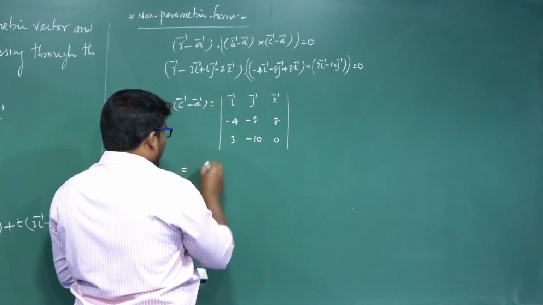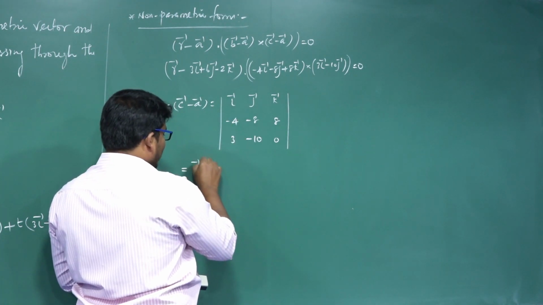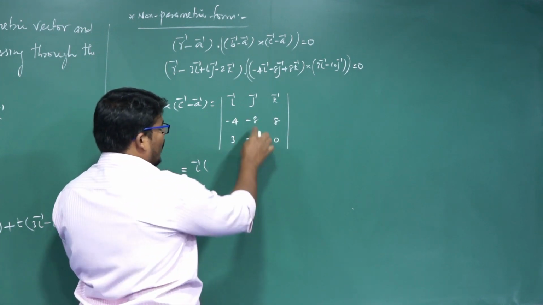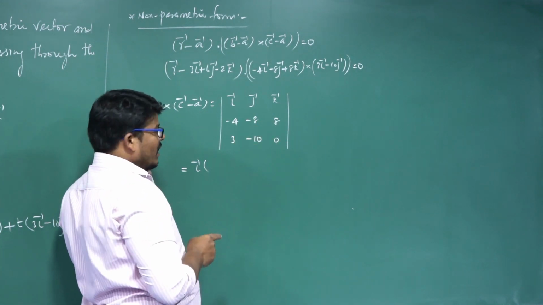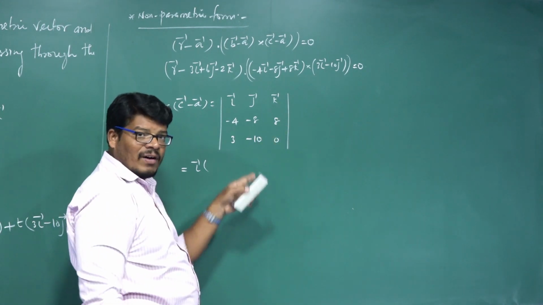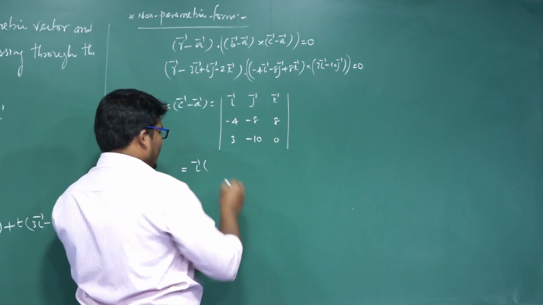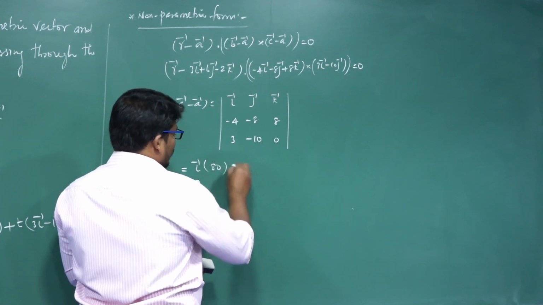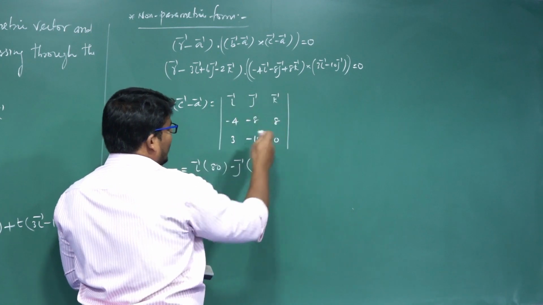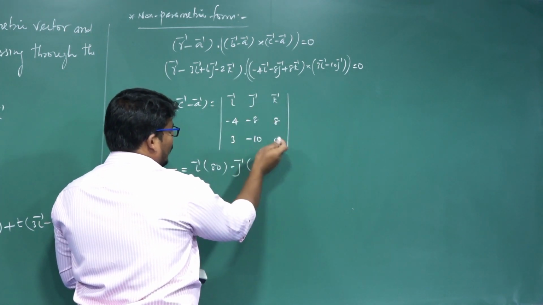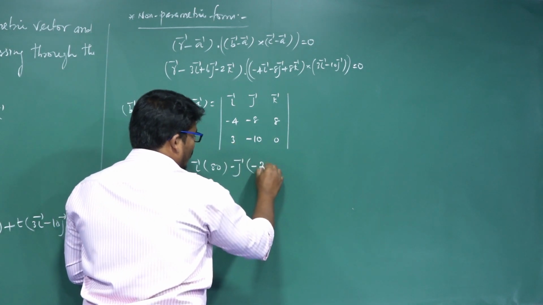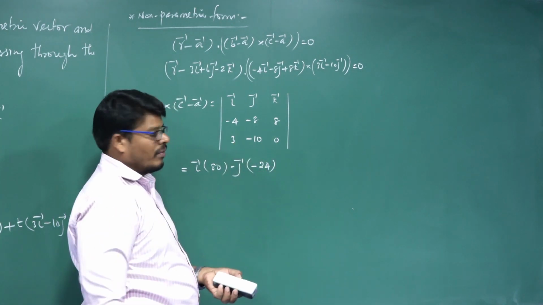Now expand the determinant. Taking the element i vector, eliminating its row and column, we get the minor matrix: minus 8 into 0 is 0, next minus 10 into 8 is minus 80, so minus of minus 80 is plus 80. Next, taking the element j vector, with minus sign, eliminating its row and column, we get the minor matrix: minus 4 into 0 is 0, next minus 8 into 3 is minus 24.